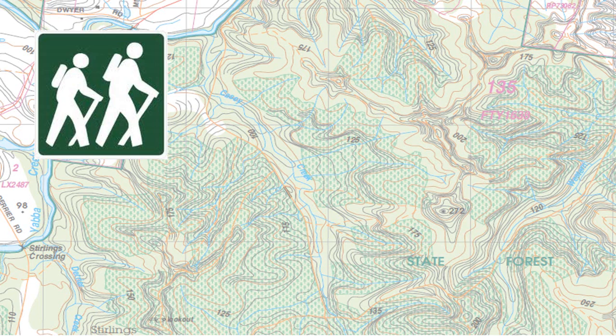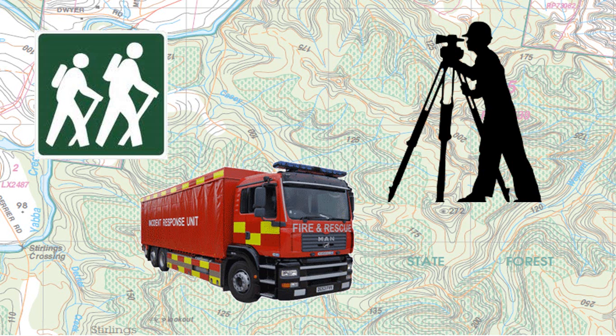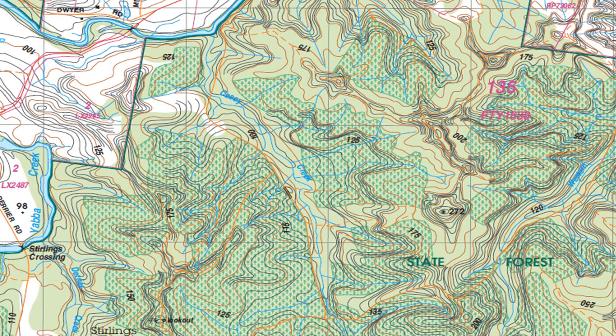Topographical maps are used by hikers, bushwalkers, surveyors, emergency services, and others who have an interest in the height and shape of the land. Today we're looking at Australian topographical maps, but maps from other countries are drawn in a similar way and have similar features.